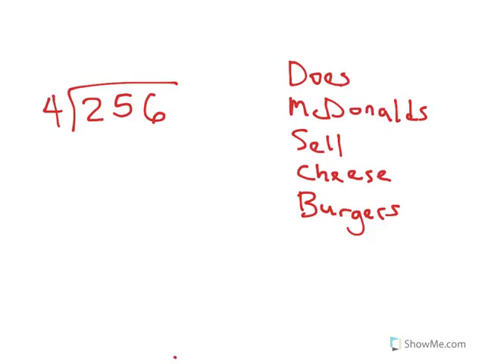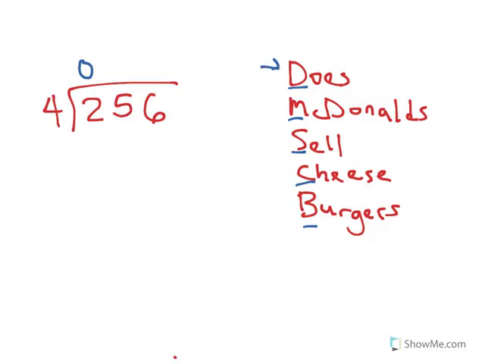So now I've got a new problem here, and I wrote this out again: Does McDonald's sell cheeseburgers? I wrote that out here just to remind us of the steps. And so the first thing I'm going to do is say, can I put 4 into 2? I cannot, so I put a 0 up here. And that's the division part. I just went ahead and did that part.